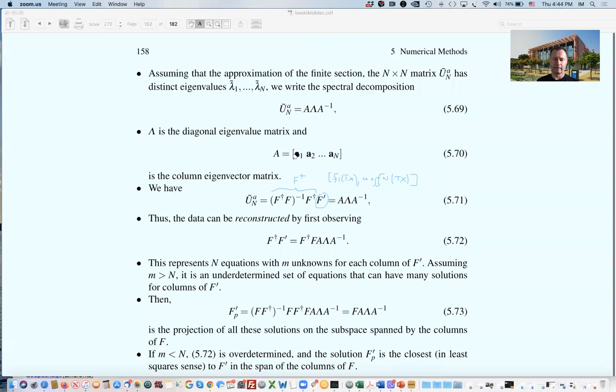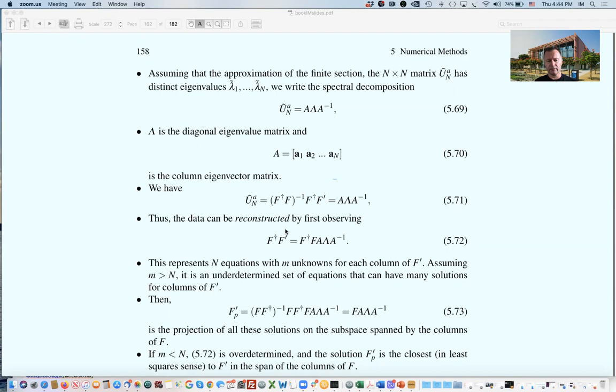Okay. So now let's observe that from here and here, if we multiply from the left by F dagger F, we obtain this formula here. So on the right hand side, we know everything. We collected data in this matrix F, yes? So that's up to time M. And so we have all this data. F dagger is just the Hermitian conjugate of that, so complex conjugate and transpose. A, we know, we obtain these eigenvectors from the finite section. Lambda we know, it contains eigenvalues, and A inverse we know from A.